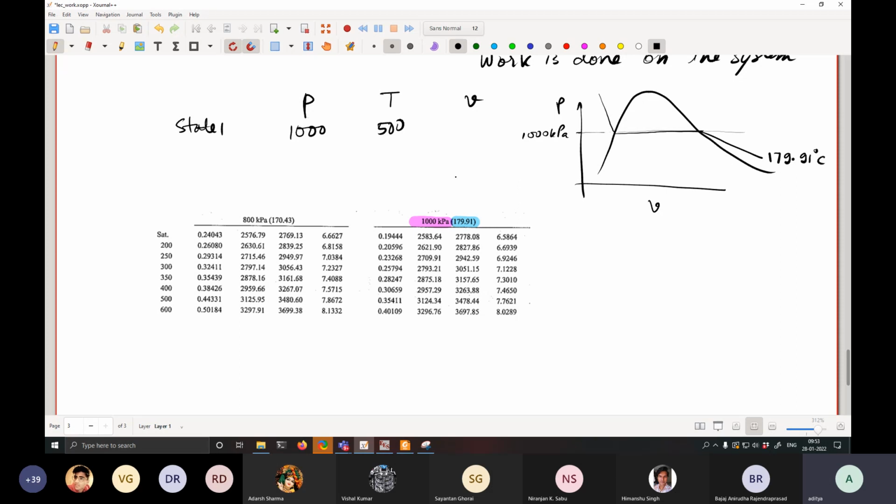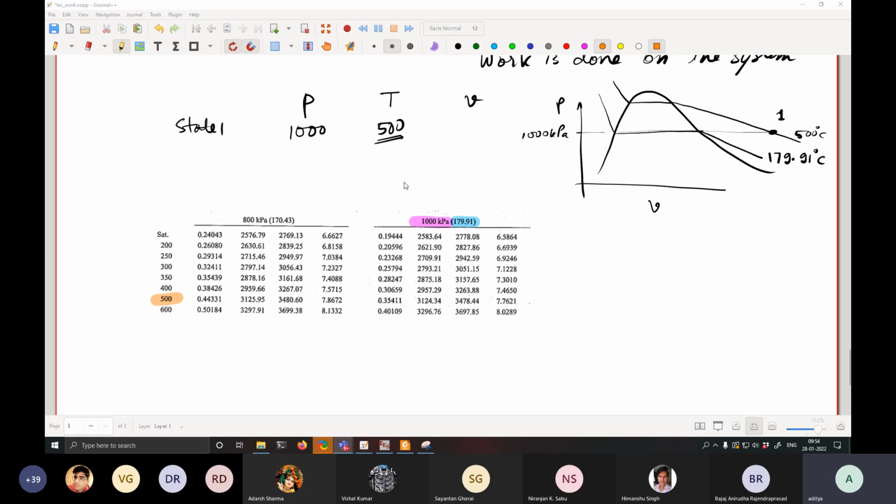But our temperature is given to be 500 degrees Celsius. So this is the 500 degrees Celsius isotherm, and so this is the initial point. So this is point 1. All right. So point 1 is somewhere over here, because we see in the table that yes, indeed, the 500 degrees Celsius point is somewhere in the superheated zone.